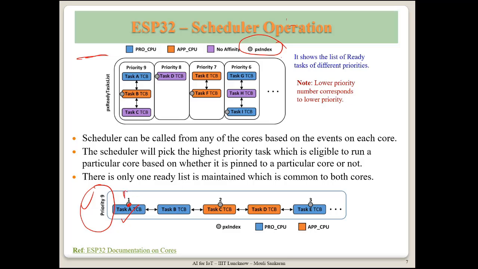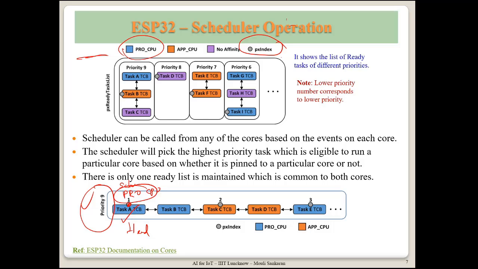Assume that the protocol CPU scheduler was running. It wanted to pick up some task and it started off. This is the head of the queue. So it saw that task A's TCB is here. TCB means task control block, the task information. Now, it is pinned to the protocol CPU. So very good, I will pick it up.